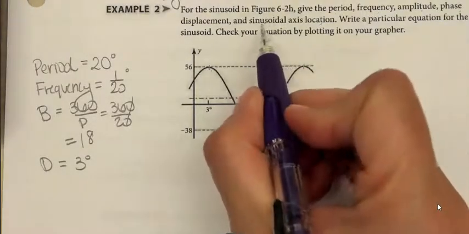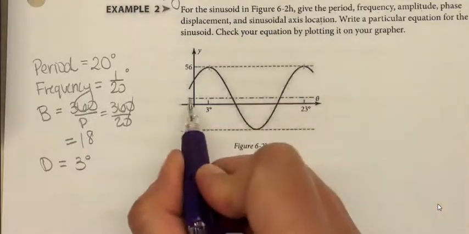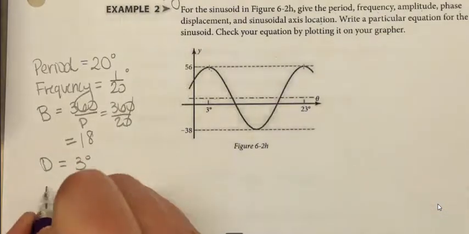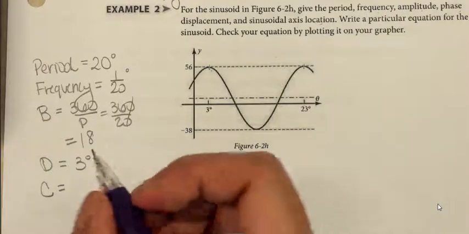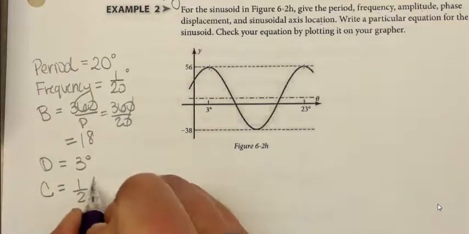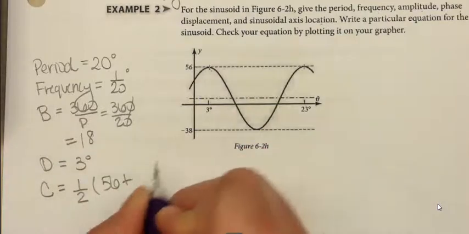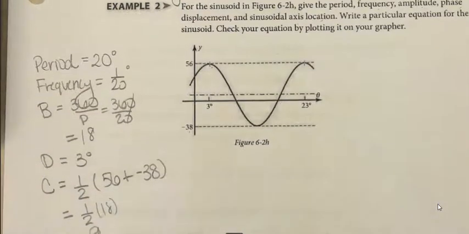My sinusoidal axis, or what I like to call it, the midline. That sinusoidal axis is C, and that's where we find the midpoint. So it's 1/2 of the highest point, which is 56, plus the lowest point, which is -38. So you actually get 1/2 of 18, which is 9.